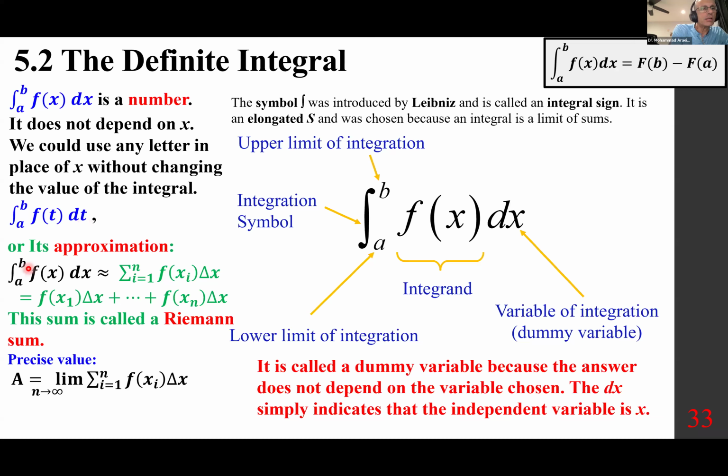Or its approximation, the integral of a to b f of x dx is almost equal to the summation of i going from 1 to n of f of x sub i delta x, which means f of x sub 1 delta x plus all the way to f of x sub n times delta x. This is an approximation. This sum is called a Riemann sum. It becomes precise, it becomes exact if you take a limit and you let n go to infinity. So the area is the limit of summation i going from 1 to n of f of x sub i delta x as n goes to infinity.